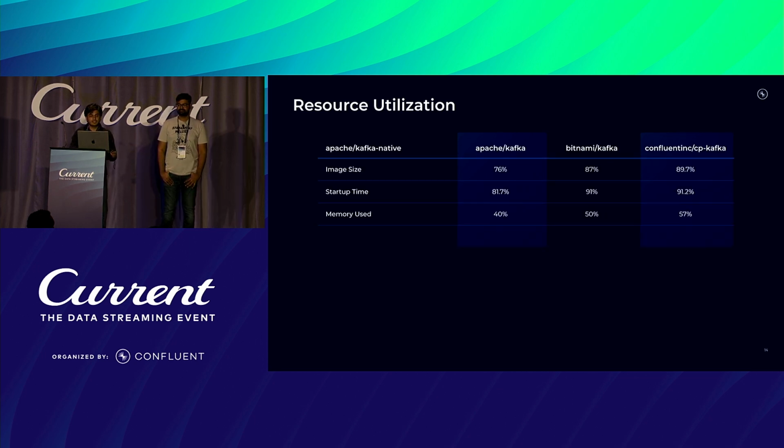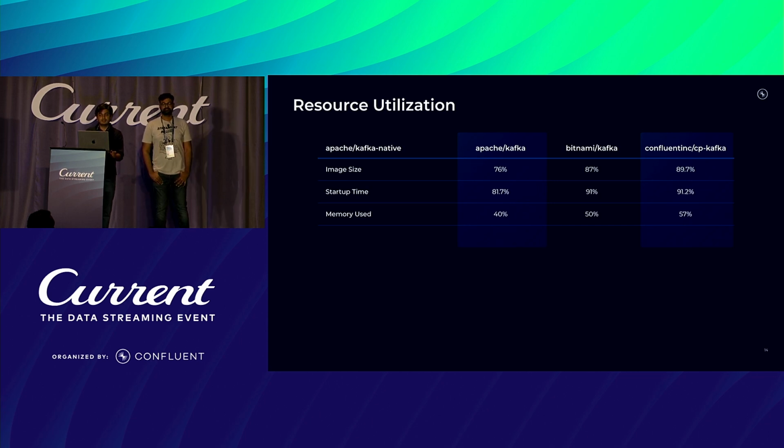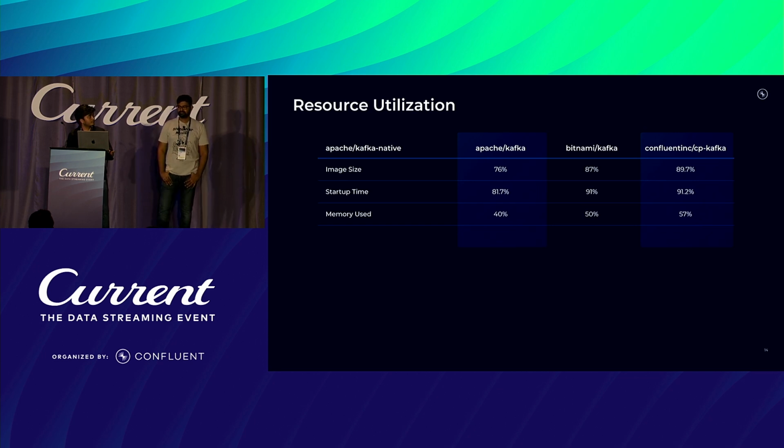So let's understand this in terms of percentages. The size of the Kafka native image is 76% smaller as compared to the Apache Kafka Docker image, and around 90% smaller as compared to CP Kafka. The startup time is 81% faster as compared to Apache Kafka, and 91% faster as compared to CP Kafka. Similarly, it uses 40% less memory as compared to Apache Kafka, and 57% less memory as compared to CP Kafka. So this image particularly stands out with these exceptional numbers.